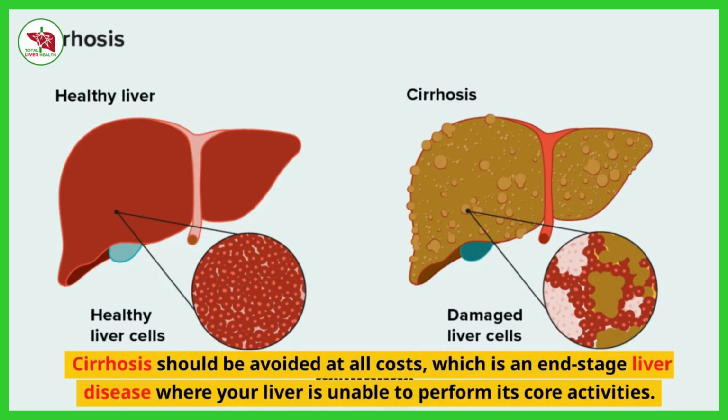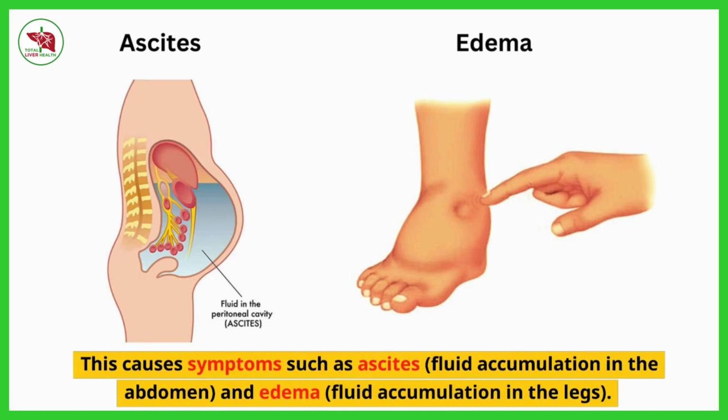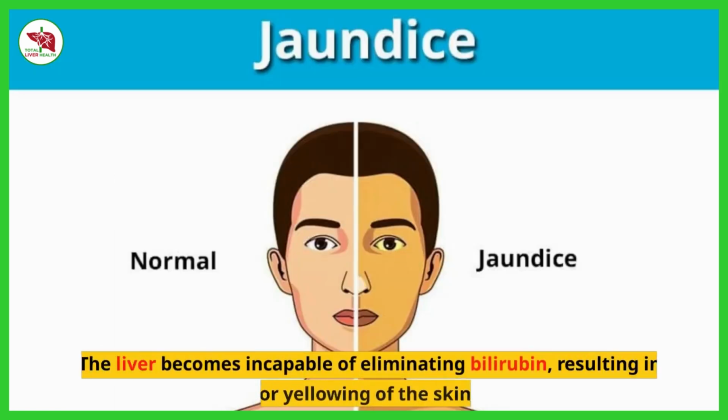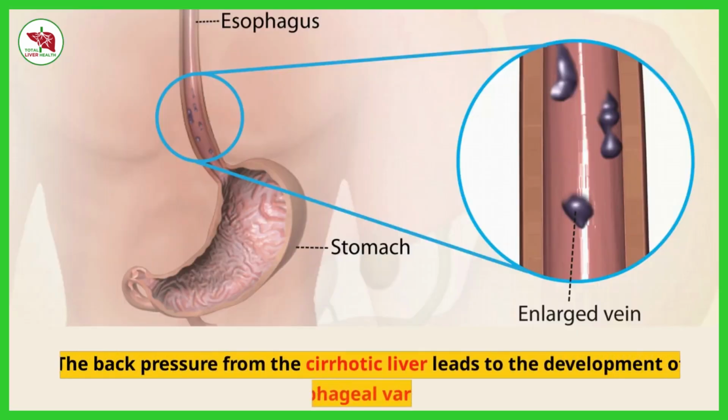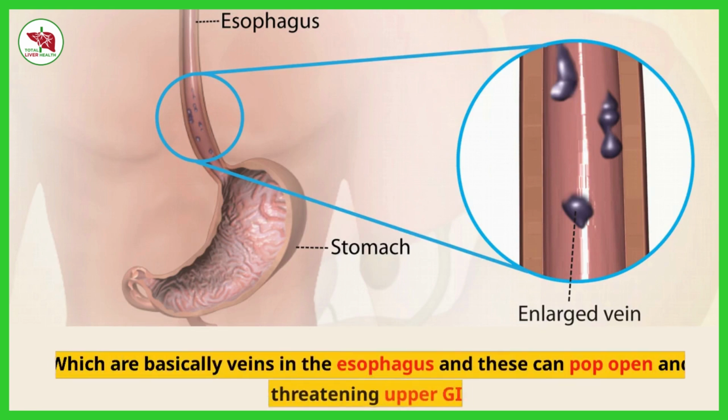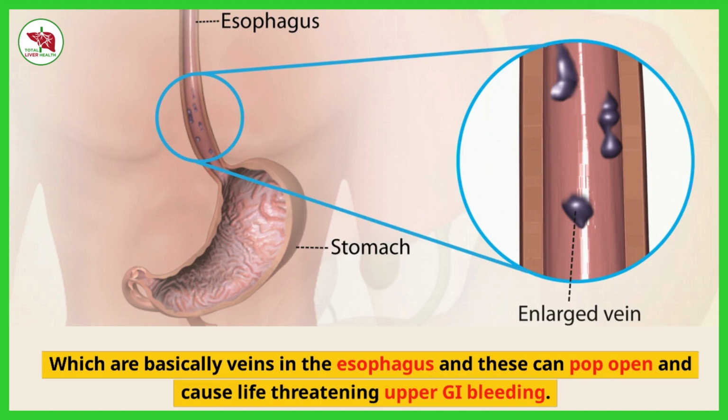its core activities. This causes symptoms such as ascites, fluid accumulation in the abdomen, and edema, fluid accumulation in the legs. The liver becomes incapable of eliminating bilirubin, resulting in jaundice, or yellowing of the skin and eyes. The back pressure from the cirrhotic liver leads to the development of esophageal varices, which are basically veins in the esophagus, and these can pop open and cause life-threatening upper GI bleeding.